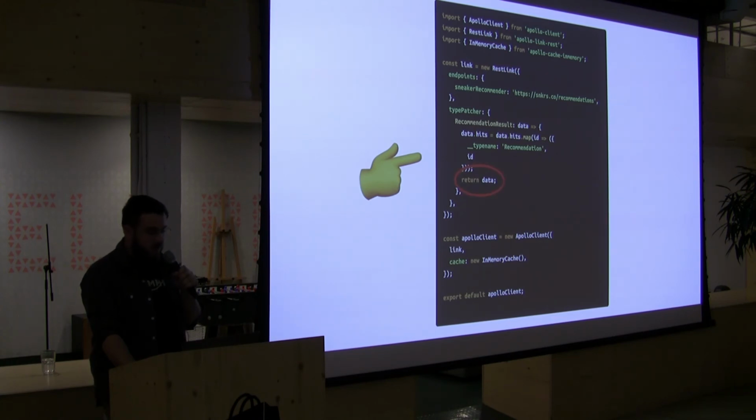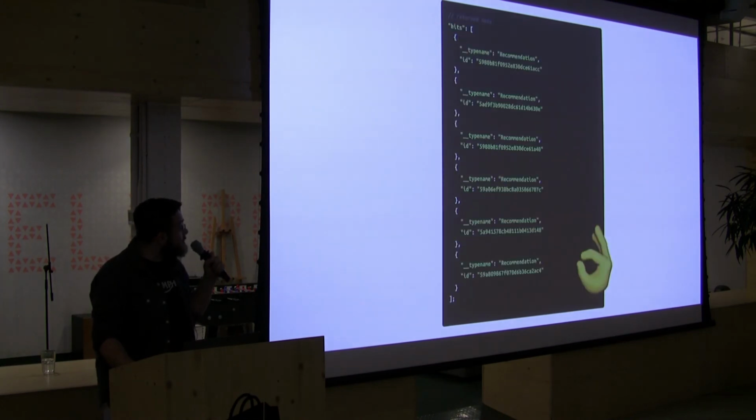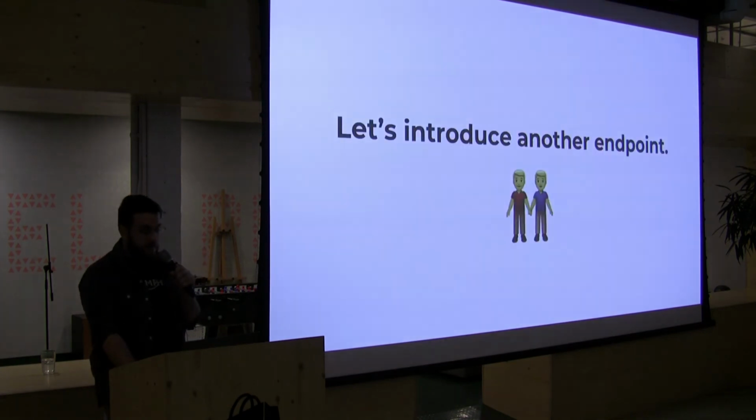Let's take a look at what data looks like returned from this type patcher. So this is it. Before we had an array of strings, now we have an array of objects, and each object has an ID and a type name. So that looks pretty good.